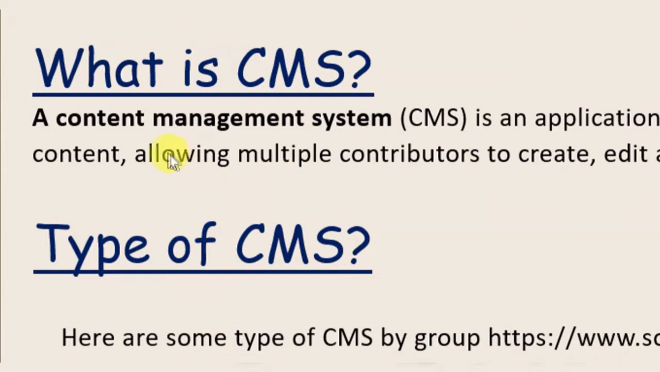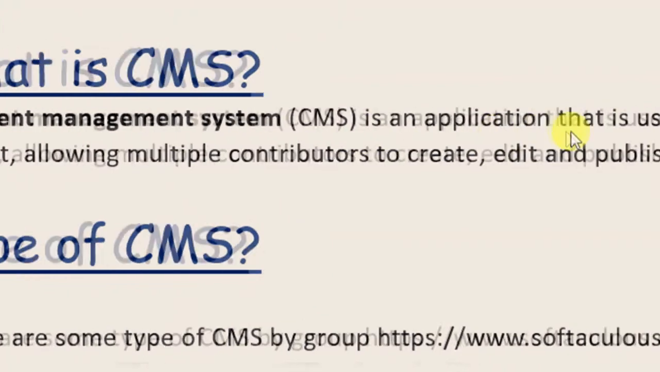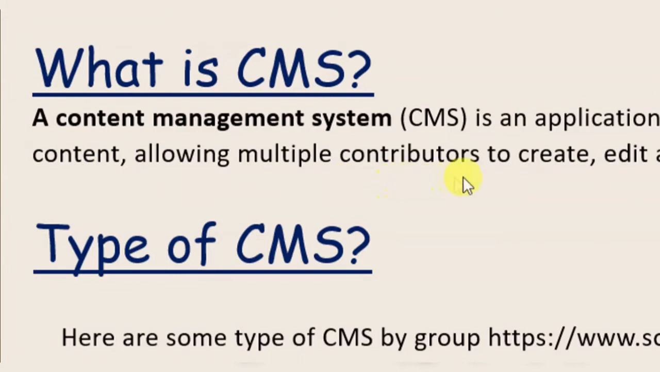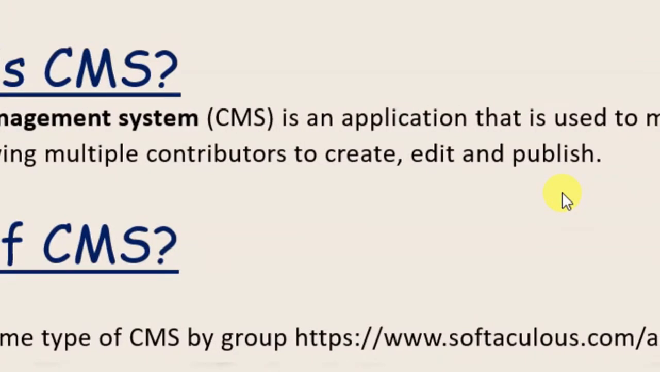I say a content management system, that is CMS, is an application that is used to manage and allow multiple contributors to create, edit, and publish websites and others. What it means is that you have a system on the server that you can upload to the server. You can work on it offline, then upload it to the server. That will let multiple people, 2, 3, or 4, work as a team on one particular file.